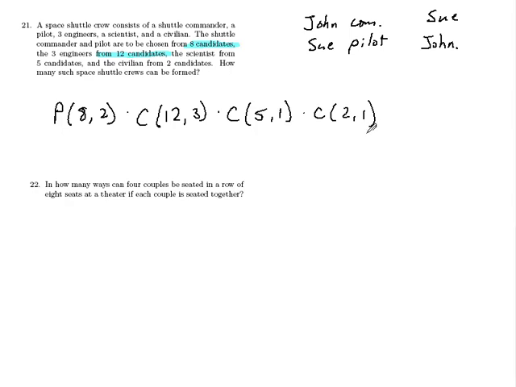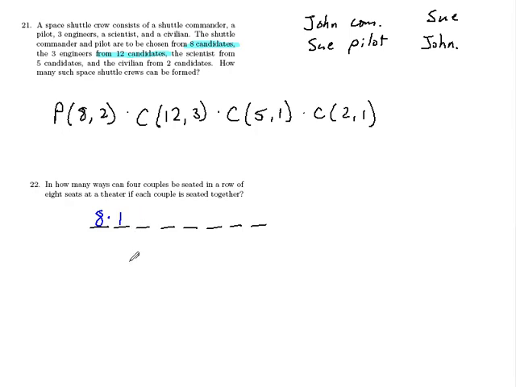Next question. In how many ways can 4 couples be seated in a row of 8 seats at a theater if each couple is seated together? So there's our 8 seats. Now there's 2 ways to work this problem. The first method thinks about it as here's your 8 chairs. For the first chair we have 8 people that could be in that seat. Whoever's seated in that seat, the other part of the couple has to be in the next seat.